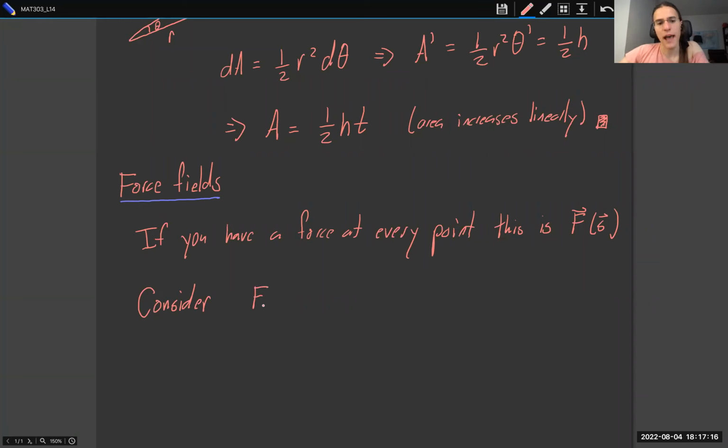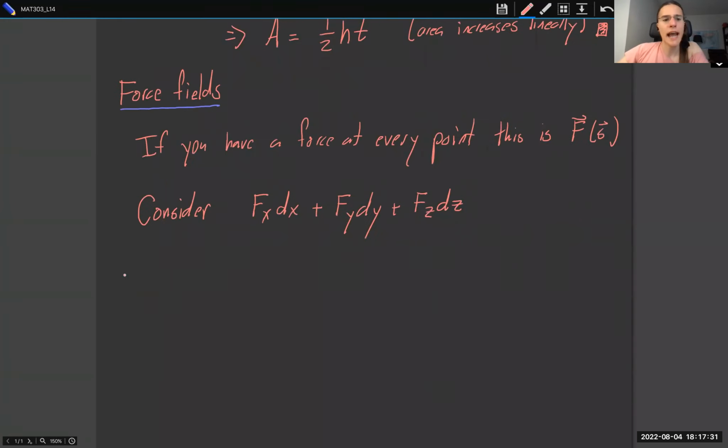So consider Fx dx plus Fy dy plus Fz dz as sort of a differential. We can ask if this is du for some scalar function u.